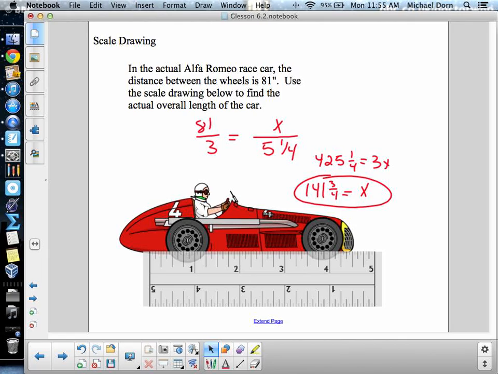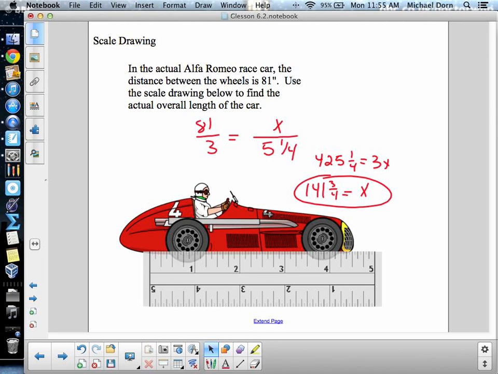So those are the types of problems that we're going to be seeing today. We're going to be setting up and solving proportions. We're going to be using properties of proportions. We're going to be doing scale drawing, or looking at scale drawings to actually set things up.